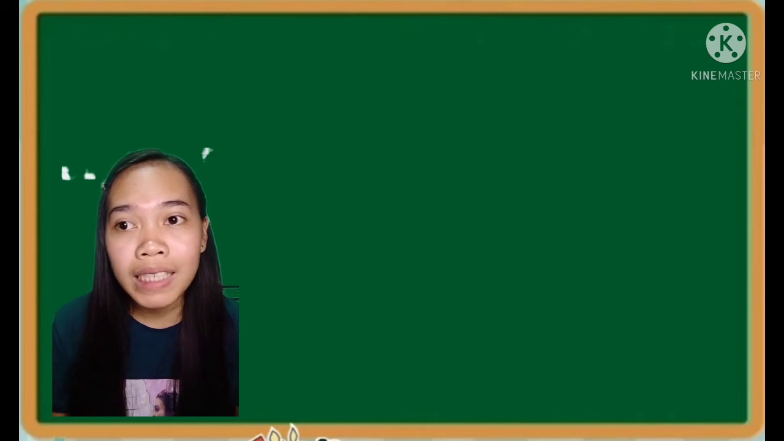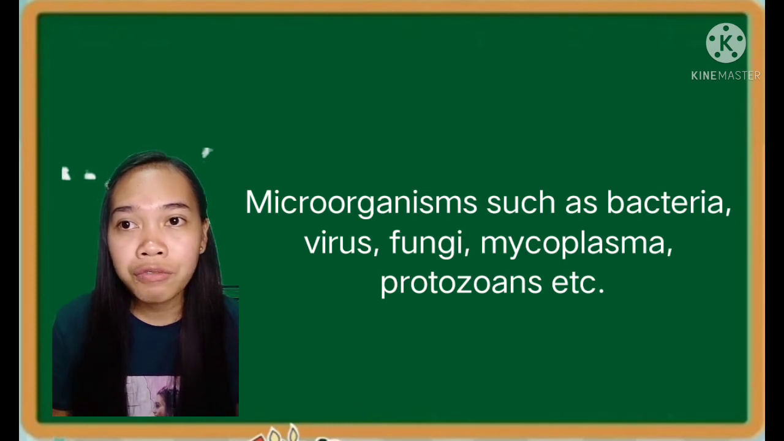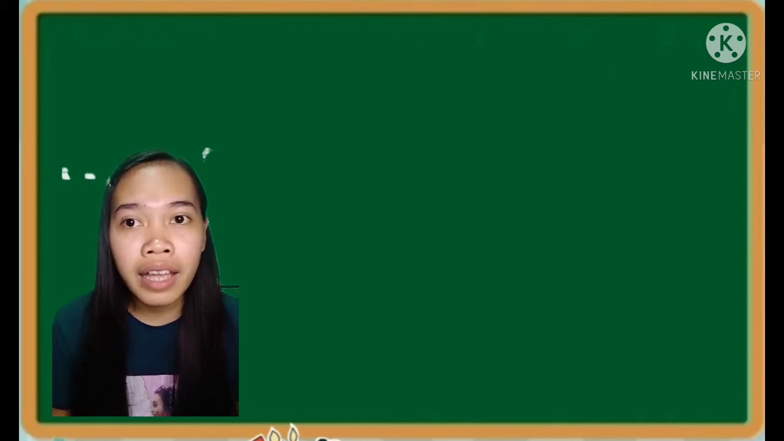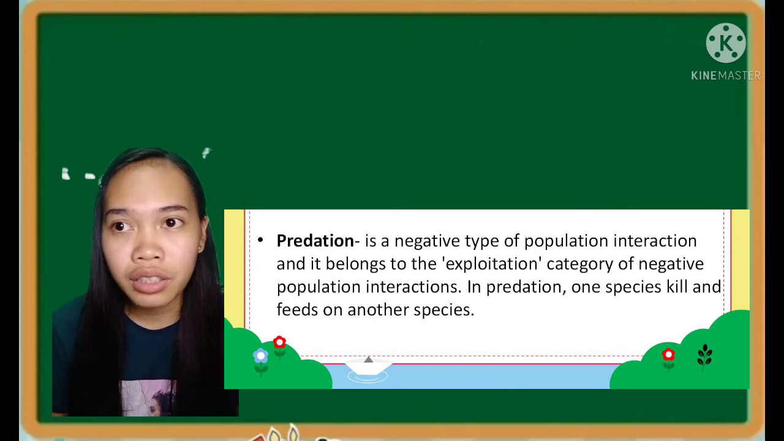So, examples of parasitism are microorganisms such as bacteria, viruses, fungi, mycoplasma, protozoans, and others, which cause many diseases in humans and other animals and plants. Next is predation.